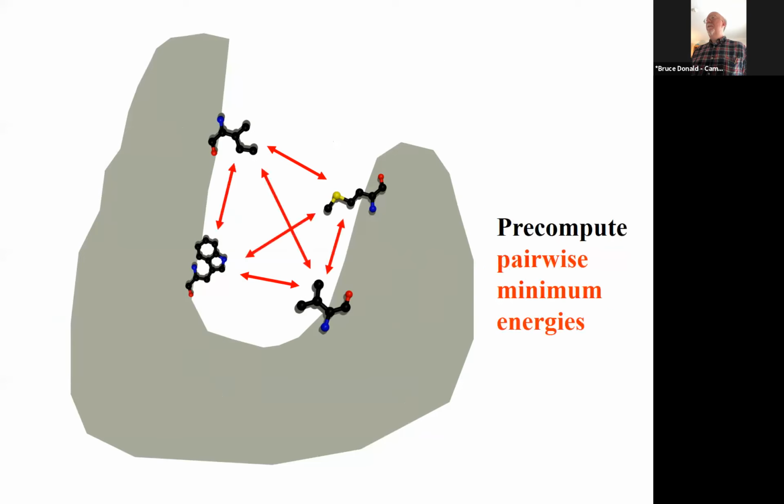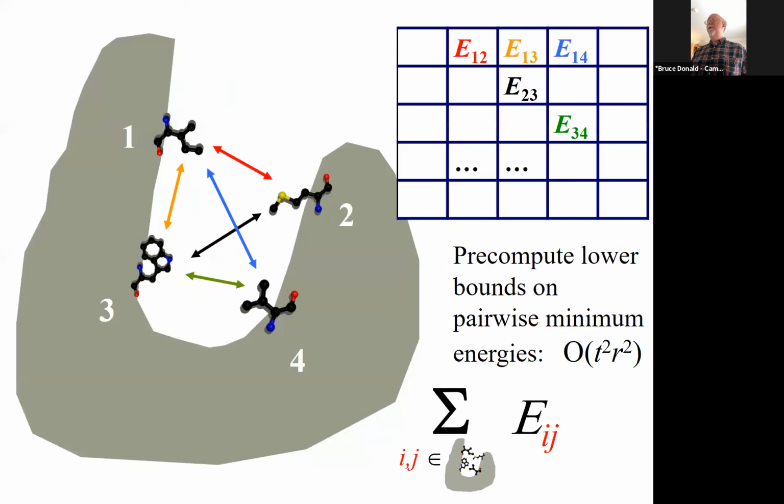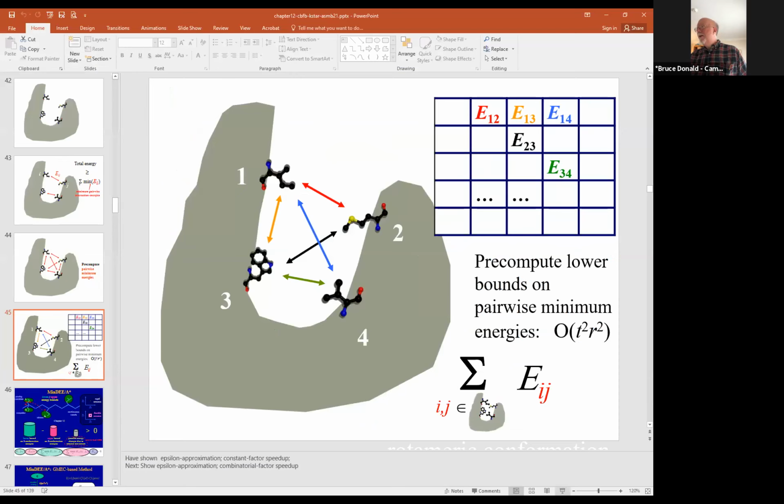So what do we do? Well, we compute them all. You could pre-compute all the minimum pairwise energies and put them in a table. So this isn't so bad, right? Basically, if you have a bunch of rotamers like this, this is essentially quadratic time. So the pre-processing is only going to be quadratic time to compute this. That's pretty neat that you can do this.